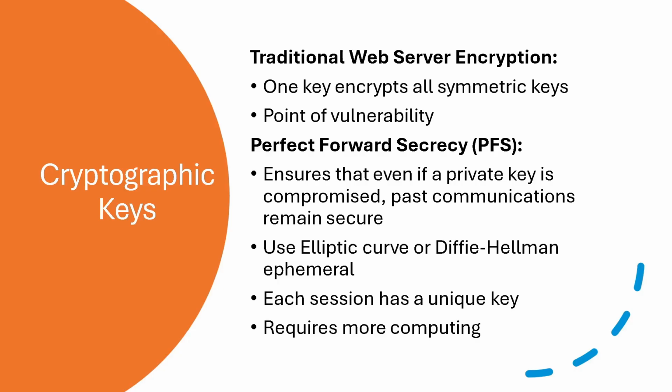In traditional web servers, we use only one key that encrypts all the symmetric keys. This one key can be a big point of vulnerability, which is why nowadays we use perfect forward secrecy or PFS. PFS ensures that even if a key is compromised, past communications remain secure. PFS uses elliptic curve or Diffie-Hellman ephemeral to decrypt and encrypt all the data. Each session has a unique key and is difficult to crack because it requires more computing.